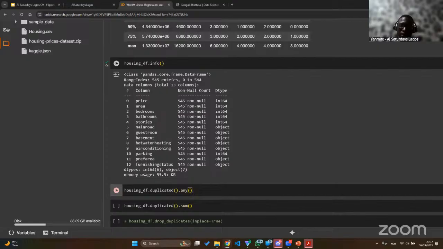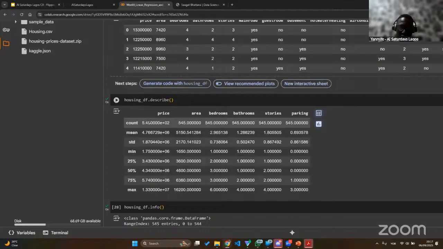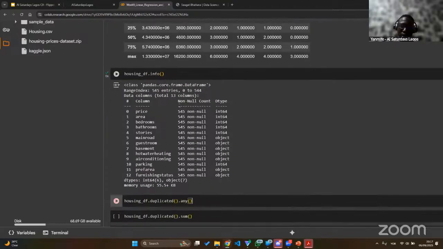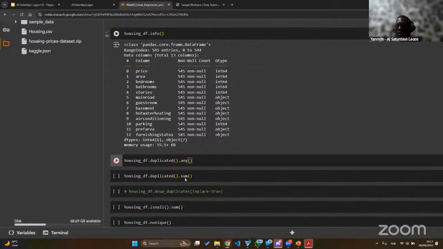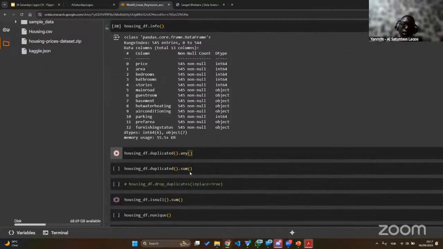We can see, as we already said from here, that we have 545 rows. Looking here at the non-null counts, which means they are not null, they have real values. All of them are 545. Since I already checked this and I see that none of them are null, they are okay, I think I can just proceed.